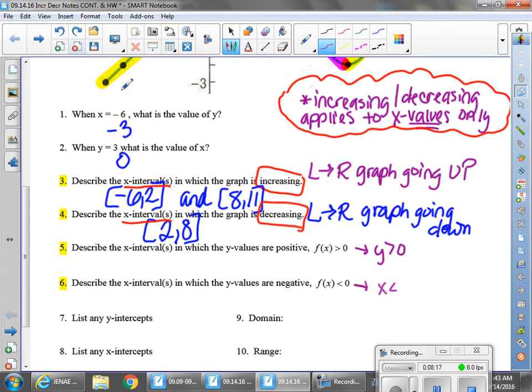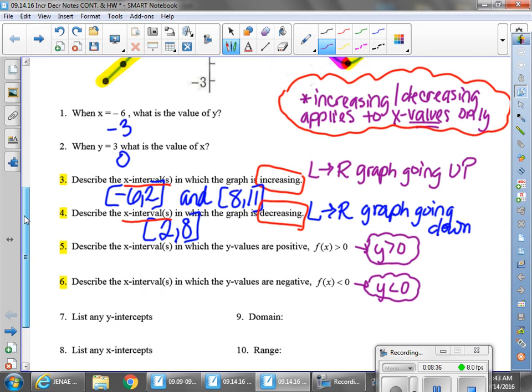Nope. Y. So put this in a little mental bubble that these mean the same thing. Let's think about that question. Describe the x intervals, so I'll be looking left and right again, in which all y values are positive.